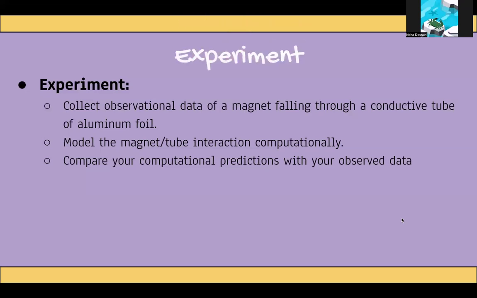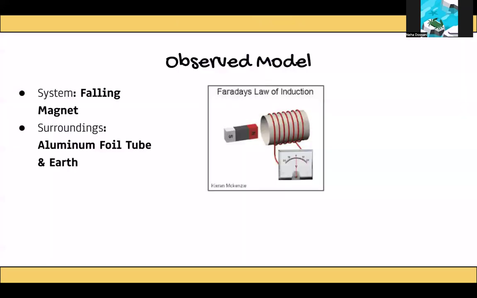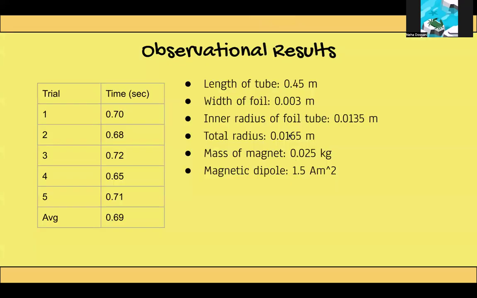For the experiment, I will collect observational data of the magnet falling through a conductive tube of aluminum foil. I will model the magnet-tube interaction computationally, and I will compare my computational predictions with my observed data. For the observed model, we have the system, which is the falling magnet, and the surroundings, which are the aluminum foil tube and the Earth. And this is a picture of Faraday's law.